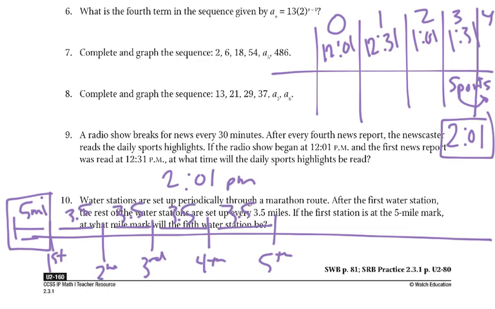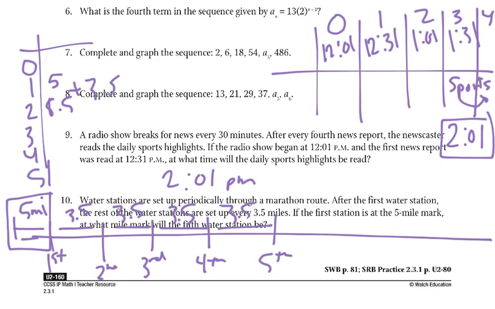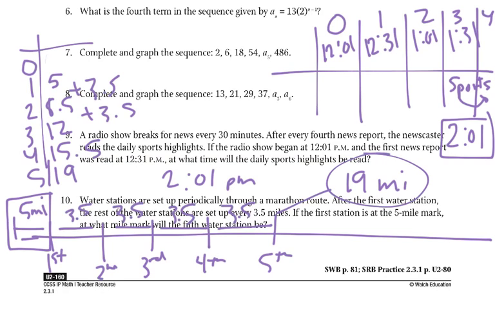So at what mile mark will the fifth be? Well, we started with 5, right? If we're making a table, that's like the zero term. Then the first one, actually that's like the first term, isn't it? That's the first one. And then we would add 3.5 to the second, third, fourth, till we get to the fifth. So 8.5, 12, right? 0.5 would make it 9, 3 would make it 12, 15.5, and then it would be at 19. So at 19 miles is when the fifth water station would be. And there we go.